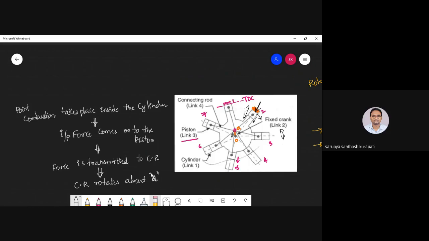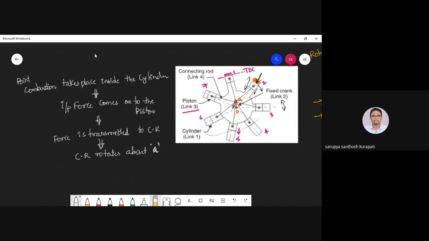So the connecting rod and crank are connected by using a turning pair. So you have one motion, that is rotation. So here my connecting rod rotates about point A. So what happens if it is going to rotate? Again my piston, because when the connecting rod starts rotating, the piston is also connected to the connecting rod at the other end. So the piston is also going to rotate.